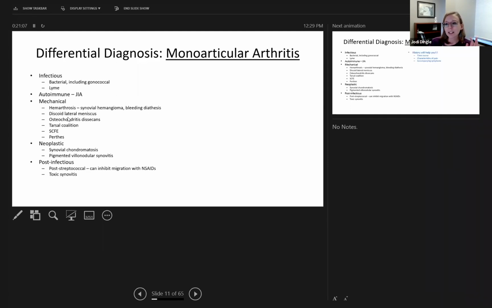Post-infectious is less likely to be a monoarticular arthritis. Of course, there's transient synovitis of the hip that we think about. And sometimes post-streptococcal arthritis could give you one joint. And especially if a patient is taking NSAIDs that would inhibit the migration that you can see with something like acute rheumatic fever, could possibly present in one joint as well.